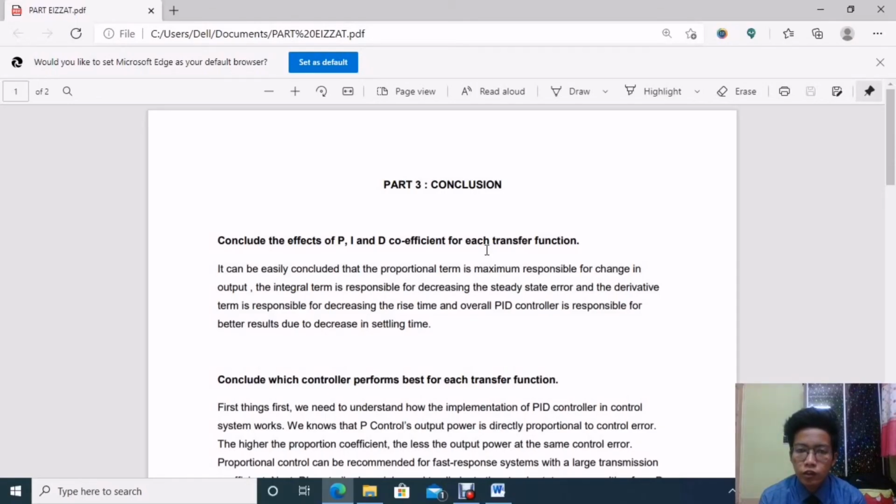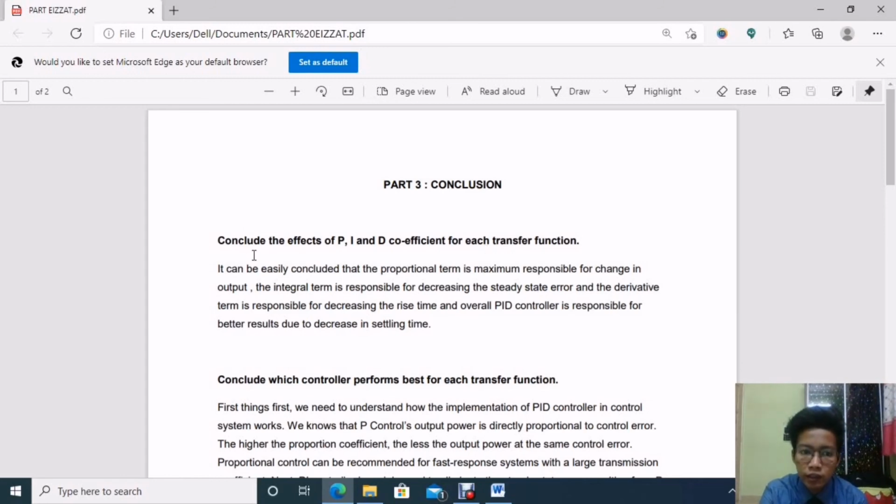Assalamualaikum warahmatullahi wabarakatuh. My name is Muhammad Izzat Daniel bin Muhammad Isa. My matric number is AA191531. So today I will present my part in this group project, which is part 3, the overall conclusion.